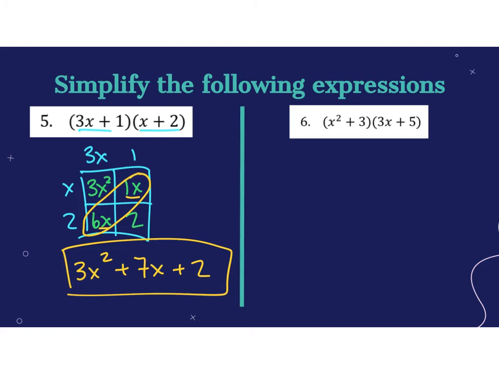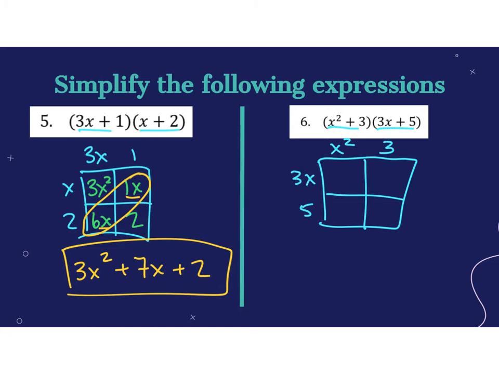In the next one, here's my box. Again, I have a 2 by 2. 2 terms there, which is a binomial. 2 terms there, which is a binomial. X squared and 3, 3x and 5, and then multiply inside. 3x times x squared is 3x to the third. 3x times 3 is 9x. 5 times x squared is 5x squared. And then 5 times 3 is 15.